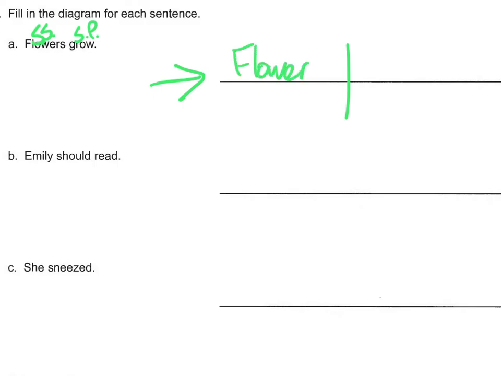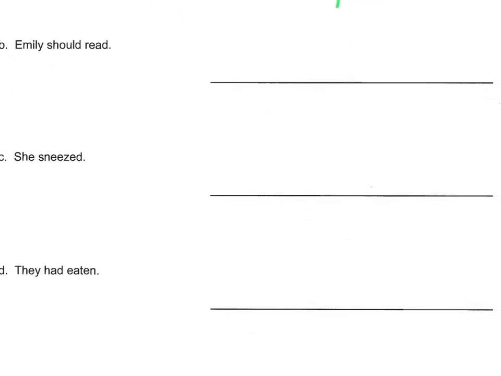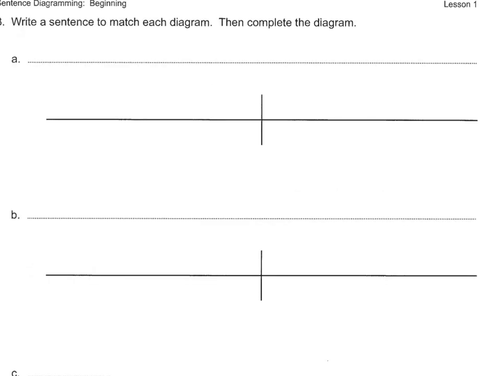Flowers. I'm writing right on the line, and I capitalize flowers because that was the beginning of our sentence. Grow. Okay, you need to do, Emily should read. She sneezed. They had eaten. They had eaten. Okay, go ahead.